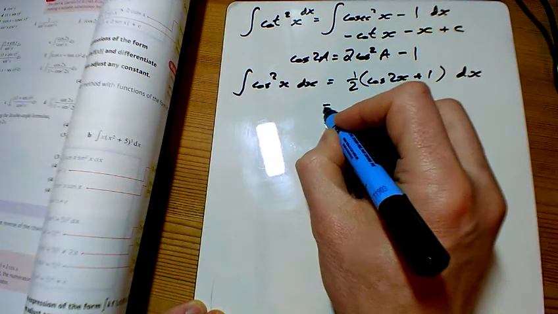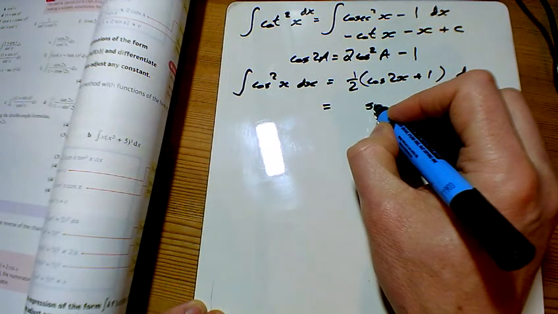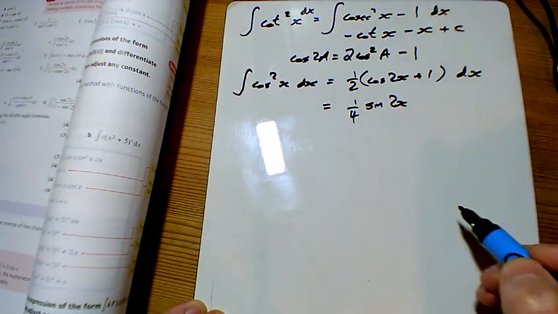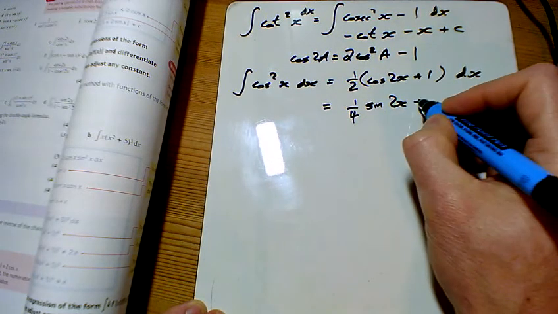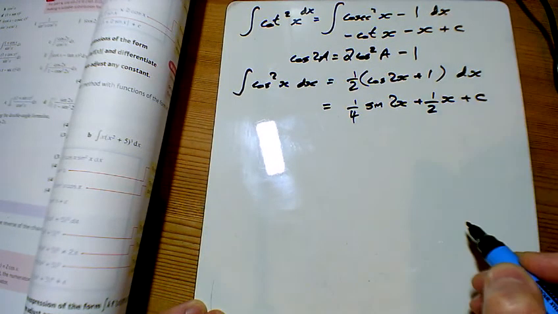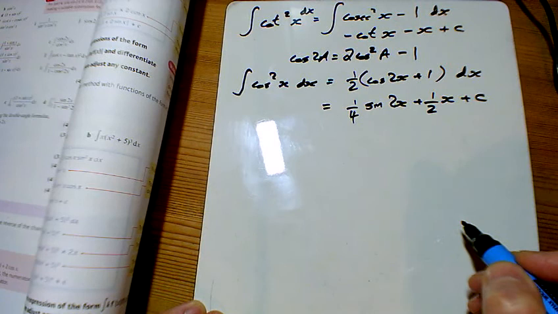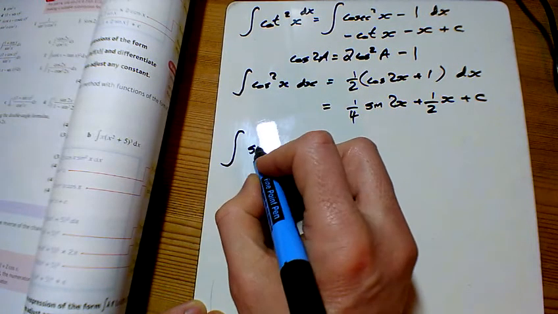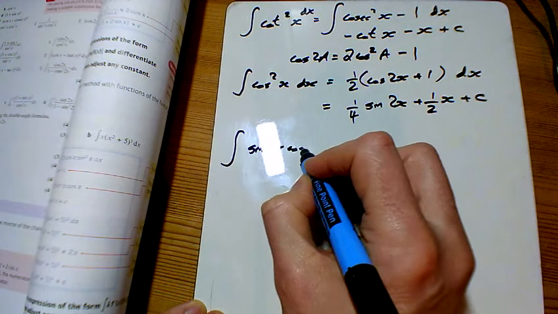So cos integrates to sine, the 2x stays the same. I need to divide by that 2 as well. Here I've got a half, which is just going to go to a half x plus c. There's that one. And for c, we've got the sine 2x cos 2x.